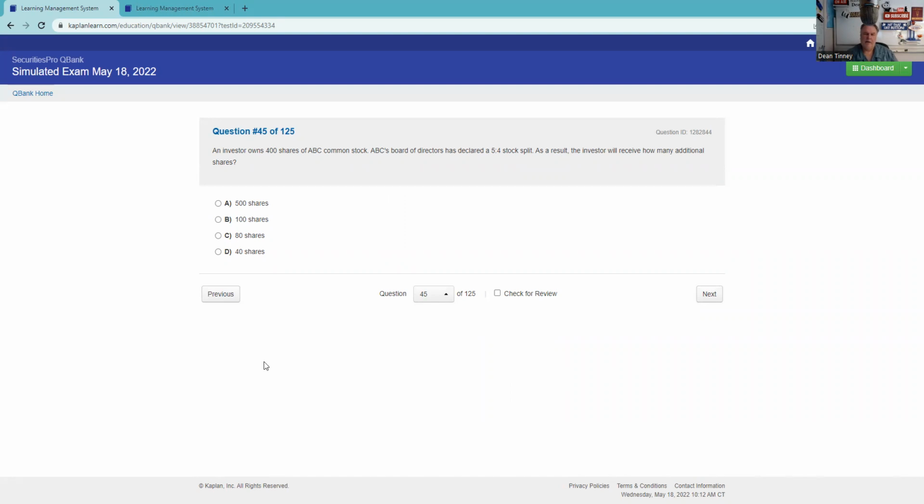So what I would do is I take the 5 divided by 4, because that's what 5-4 means, and I get 1.25, and I have 400 shares. I'm going to multiply that by 400, and it looks like I'm going to now have 500 shares. So I started with 400, now I have 500, and they're asking me how many additional shares. So I'm going to go for 100.